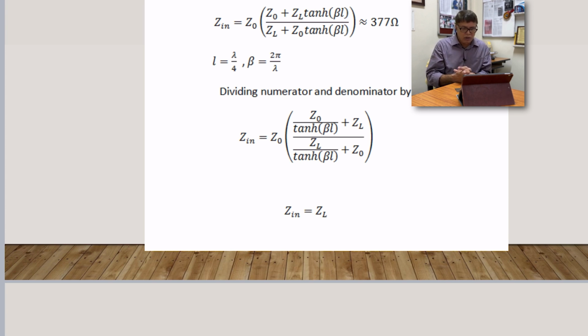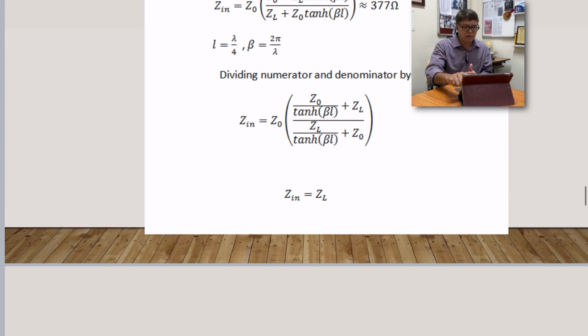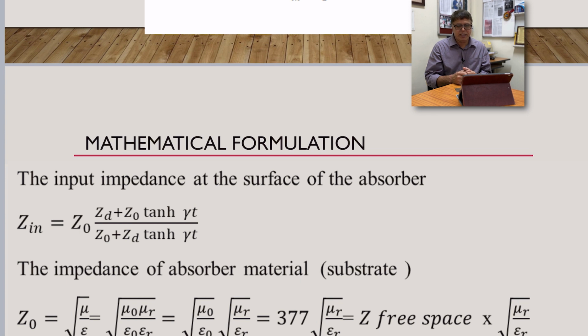Now we want to bring Zn equal to ZL, so that we say that now it is perfectly matched. In this formulation, the input impedance at the surface of the absorber can also be written as Zn equal to Z0 times Zd plus Z0 tanh gamma t upon Z0 plus Zd tanh gamma t. So this is the formulation used for input impedance. Similarly, the characteristic impedance Z0 can be written as square root of mu upon epsilon, or square root of mu naught mu r upon epsilon naught epsilon r, or in simplified form it can be equal to 377 ohm, or you can say the free space impedance times square root of mu r upon epsilon r will be Z0. It means to bring the total impedance Z0, Zn, all parameters we need to tune.